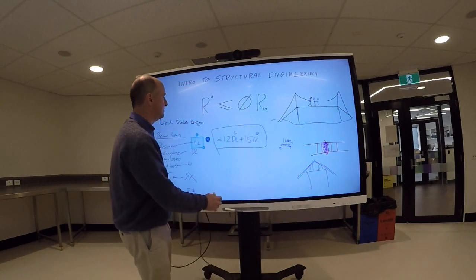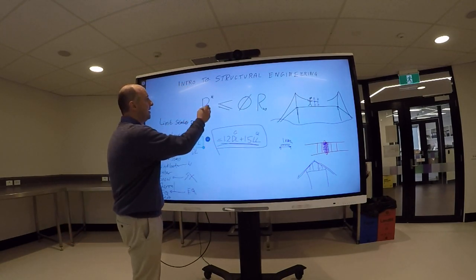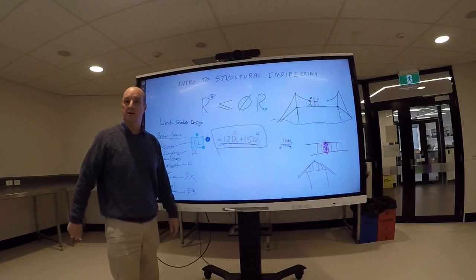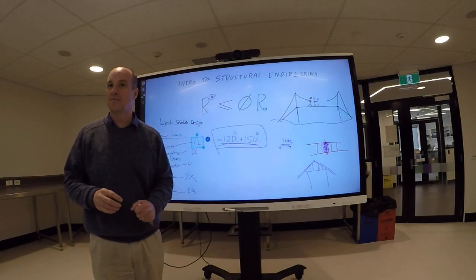So now when you multiply it like that, that is called an ultimate load, and it earns the star. We all good with that? Okay.